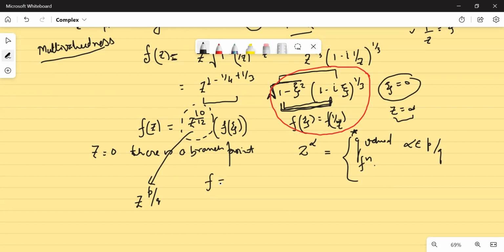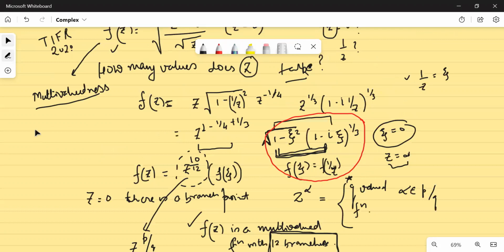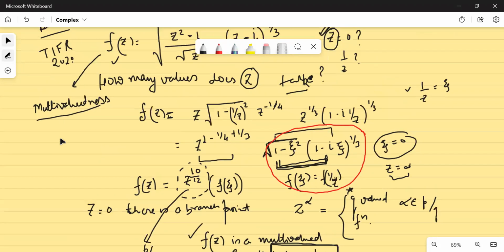So as much as I understand, f(z) is a multi-valued function with how many branches? q branches. So instead of q, you can write multi-valued function with 12 branches. So how many distinct values can it take? It can take 12 distinct values for a single point. Okay, is it clear to you? Bharat, समझ में आया? Yes, sir. It's clear. है ना? ठीक है.